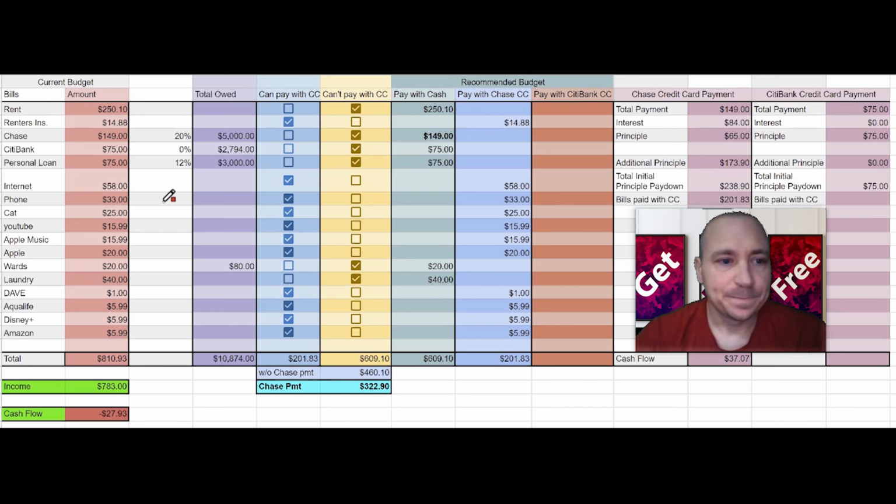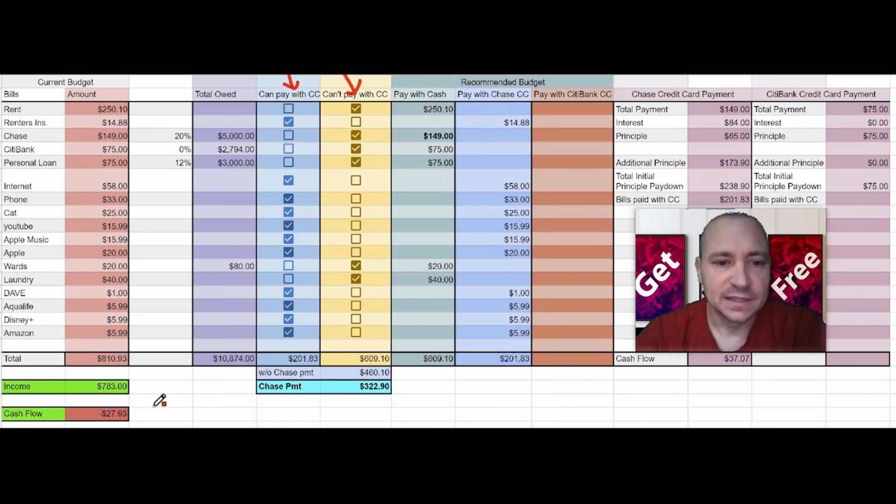So I've broken this down into what can be paid with a credit card and what can't be paid with a credit card. Okay, so we've got rent that can't be paid with a credit card. Your credit card payments, you can't pay with a credit card. Personal loan, and then another credit card, and laundry. All of these things can't be paid with a credit card, but everything else on this list can be paid with a credit card. So we've got renter's insurance, internet, phone bill, cat expenses, and then a whole bunch of subscription services. All of these can be paid with a credit card.